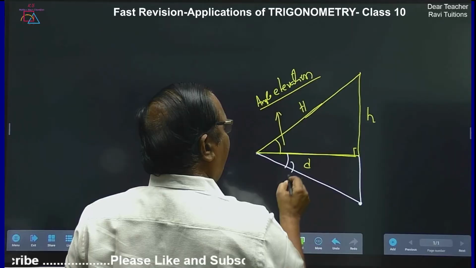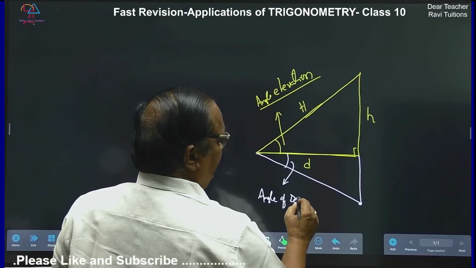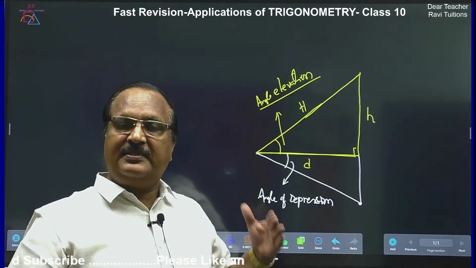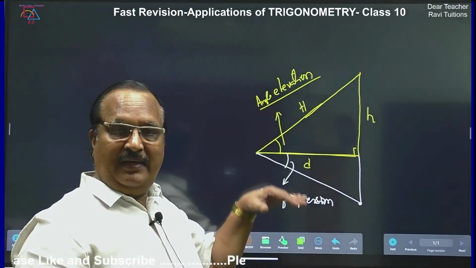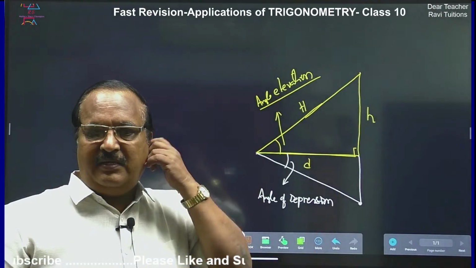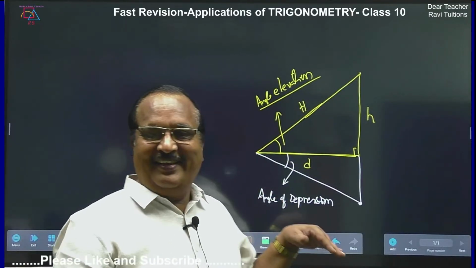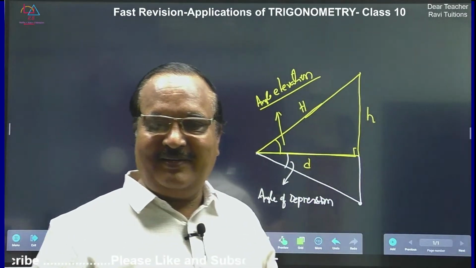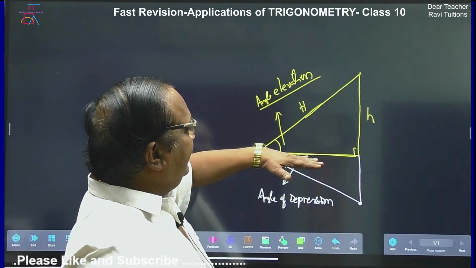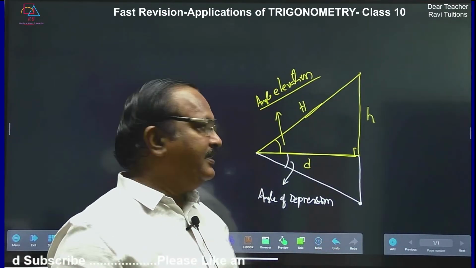For example, there is one object here, and a right angle triangle is formed, and this angle we call the angle of depression. So these two words you have to understand. Depression is the angle below the horizontal. Elevation is the angle above the horizontal. Above the horizontal we call it elevation, below the horizontal we call it depression.